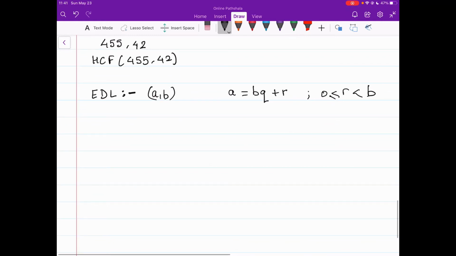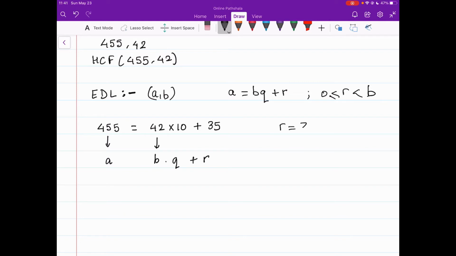So let's start. We start with the bigger number, which in this case is 455. So this is the number A, and the number B is 42. We need to find Q and R, such that A equals B times Q plus R. If I do 42 times 10, we get 420, and then plus 35 gives us 455. So this is the first step. Now we need to check the remainder. In this case, the remainder R equals 35.